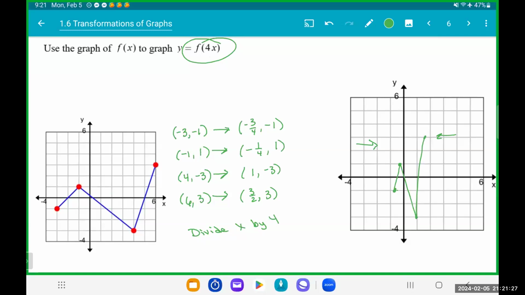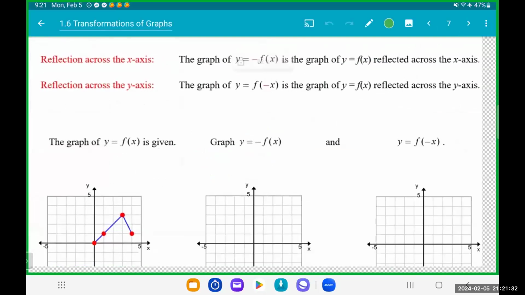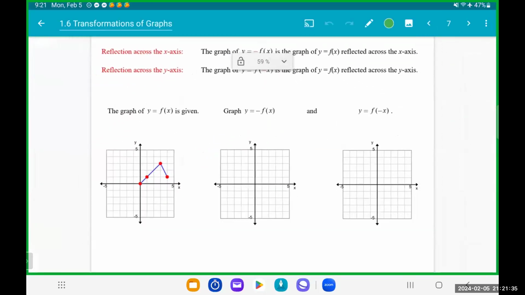Question. So that brings me to talk about reflections. We can either reflect across the x-axis or we can reflect across the y-axis, okay? If our whole function is negative, then we're reflecting across the x-axis. If our x is negative within the function, then we are reflecting across the y-axis, okay?